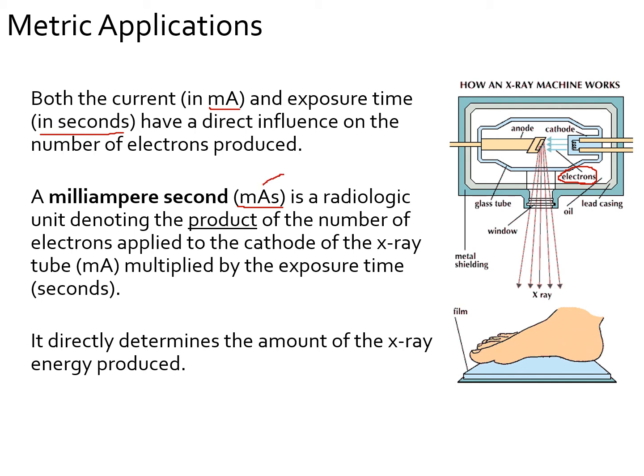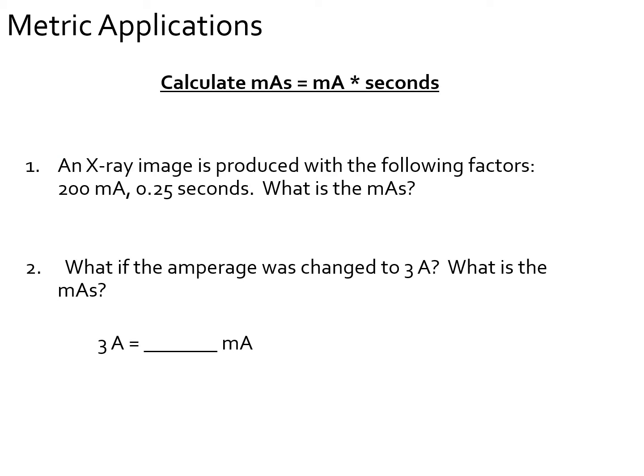So milliamp here is my current, s is my seconds, my time, in seconds. And again, the mAs is the product of the current and the time to determine the amount of X-ray energy produced. So of course this leads us to come up with an equation. Here's my equation. To calculate mAs, I need current in milliamps times the time in seconds. It has to be in seconds.